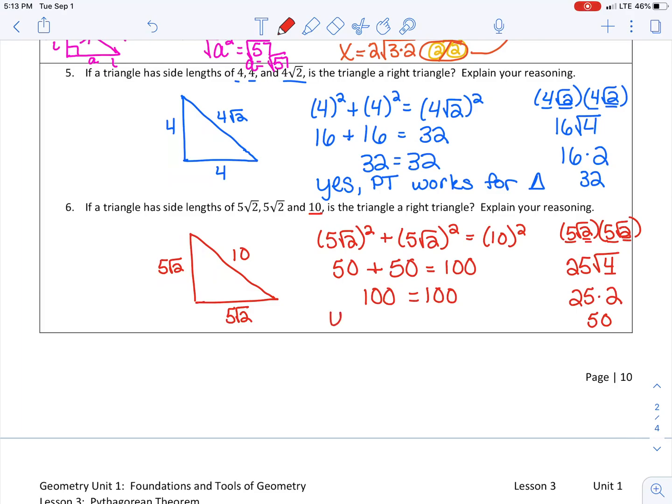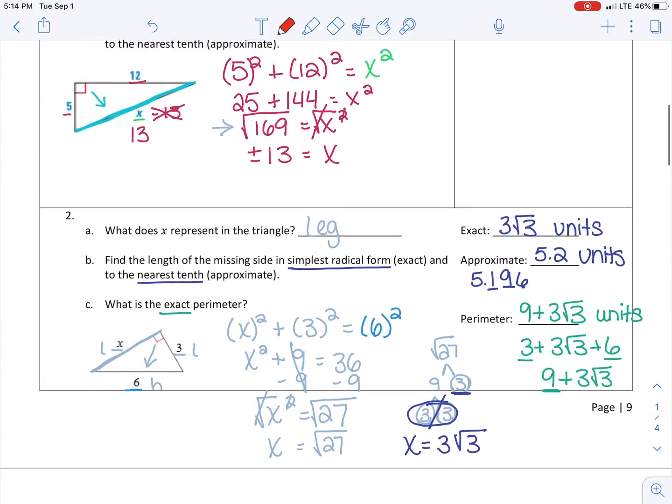So again, yes, this is a right triangle because the Pythagorean theorem works for the triangle. Now, if both sides were not equal to each other, you will see examples like that too. If both sides were not equal to each other, that means that it would not be a right triangle. Okay, and that is it for day 1 of the Pythagorean theorem.